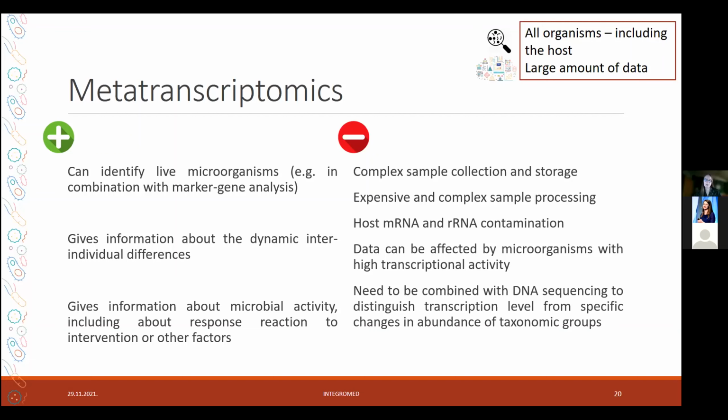And as I mentioned here, you can detect microorganisms, but you need to combine it with DNA sequencing methods to distinguish transcription levels from specific changes in abundance of taxonomic units. So you can see if the transcription is really increasing, or just the abundance of the species is increasing, and so on. So this again increases the expenses. However, the information that you obtain is, of course, next level and really interesting.